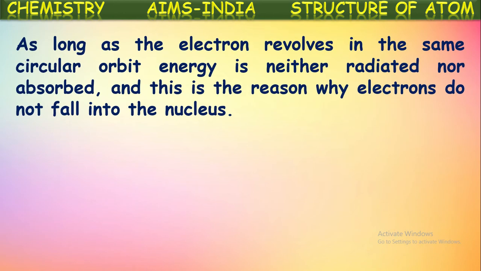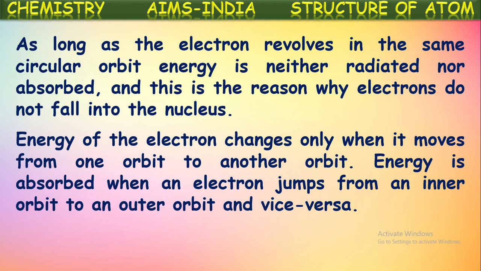As long as an electron revolves in the same circular orbit, energy is neither radiated nor absorbed by the electron. There will be a fixed, definite energy. Until and unless it is revolving in the same orbit, its energy won't change. It neither gains energy nor loses energy. And this is the reason why electrons do not fall into the nucleus. As these electrons are not radiating or gaining energy, they will be continuously revolving in the same orbit and do not fall into the nucleus.